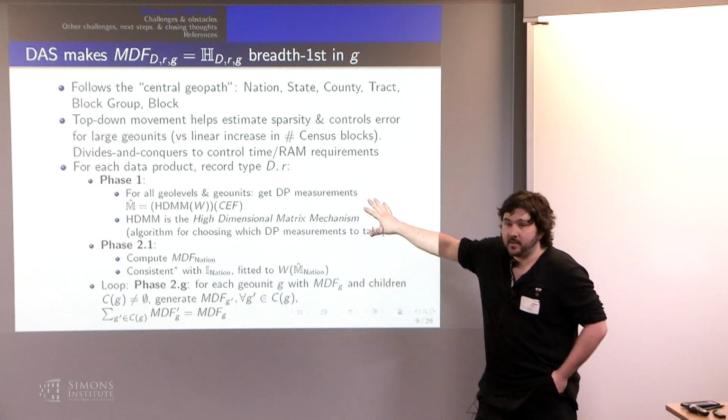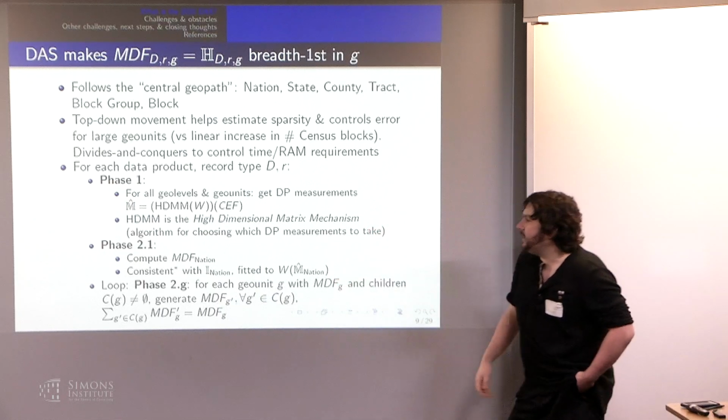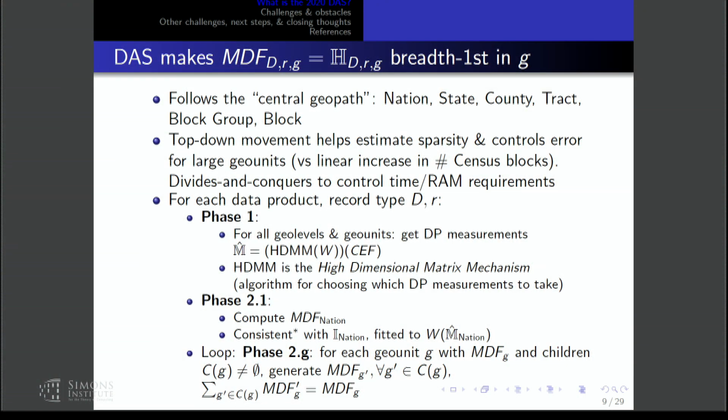Given that you have these measurements, we now move into phase 2.1. Well, we don't have any microdata yet, so starting at the national level, let us build an optimization model that will allow us to perform inference, and that inference will consist of generating a microdata detail file for the nation that is consistent with the invariants we have at the national level, and that is also fitted to the observed estimates of these workload queries, given the measurements that we took.